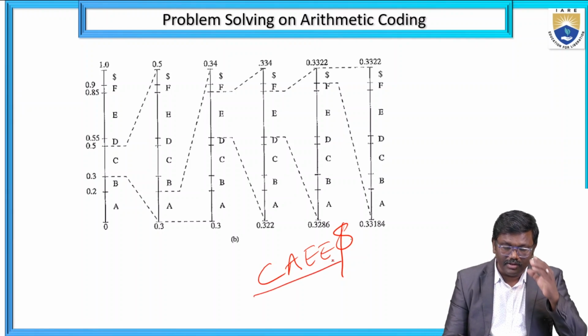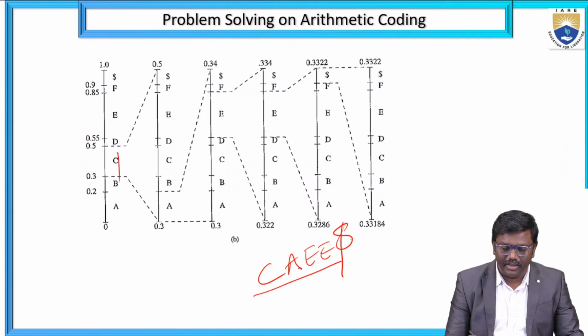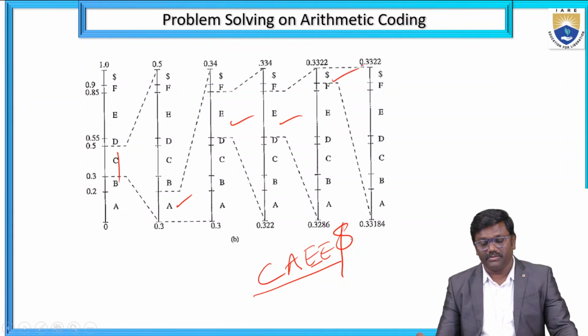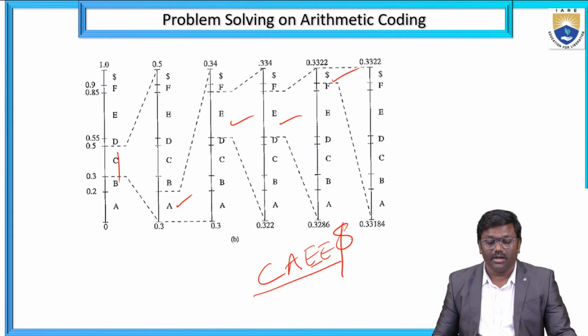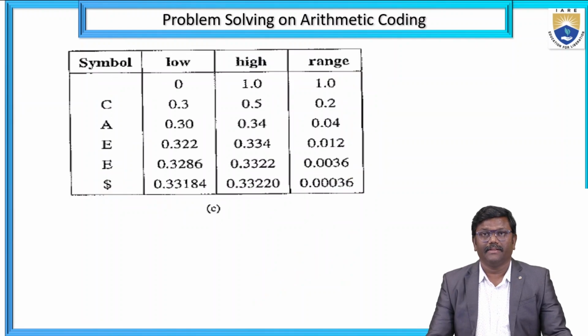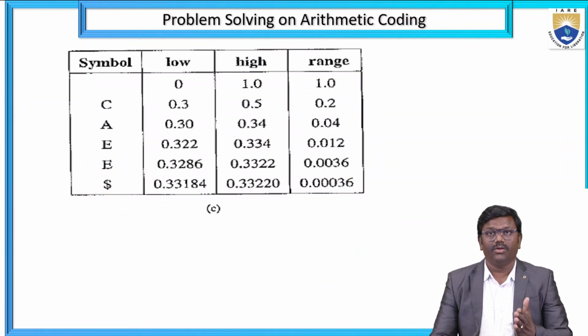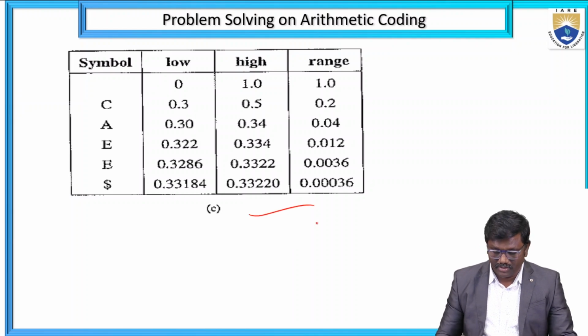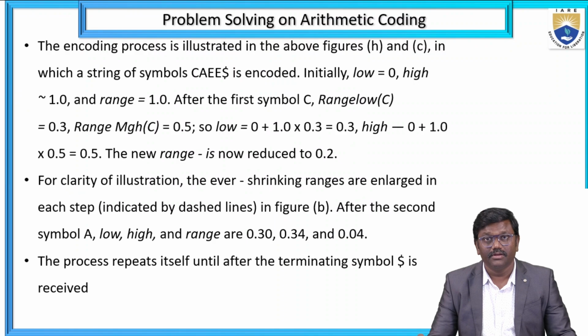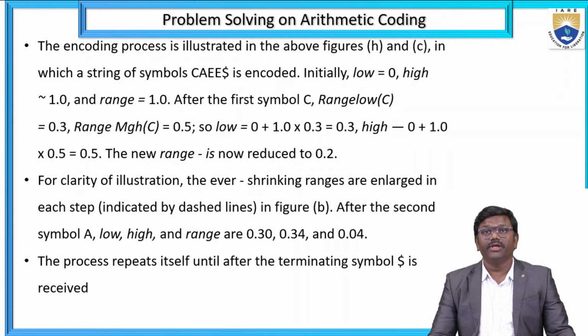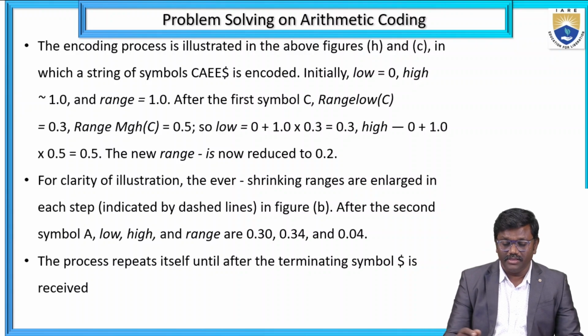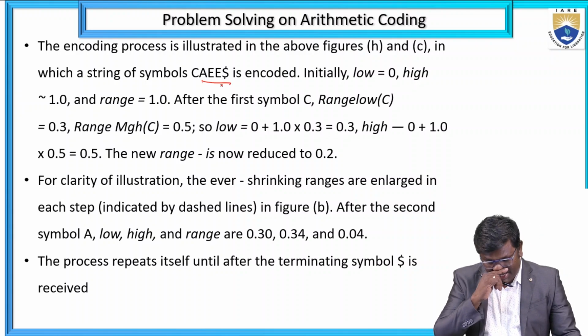So your C, where is the C? You started, and A will start from here, and E will start from here, and so on for your symbols. So you achieve your arithmetic encoding process. According to the symbols, low, high, and range values vary as we discussed in the previous example. The encoding process is illustrated in the above figures, in which a string of symbols CAEE dollar is encoded.